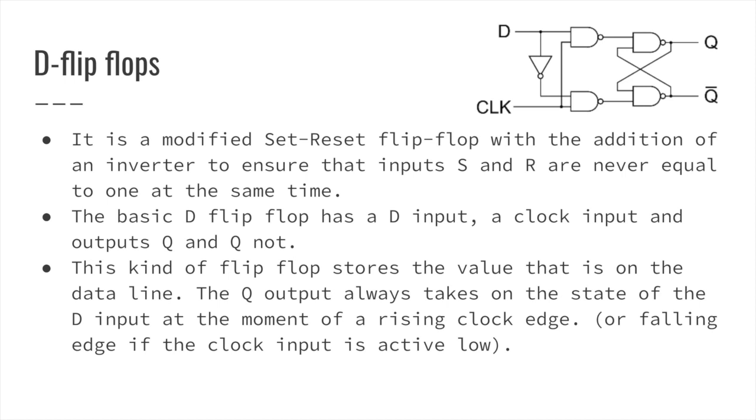This kind of flip-flop stores the value that is on the data line. The Q output always takes on the state of the D input at the moment of a rising clock edge. It is called the D flip-flop for this reason, since the output takes the value of the D input or data input and delays it by 1 clock count.